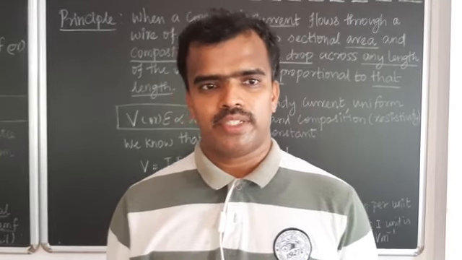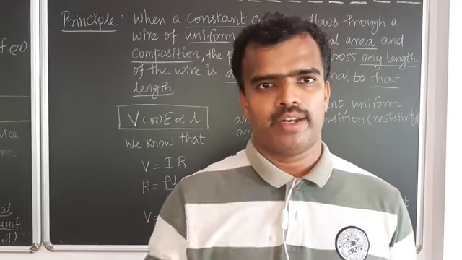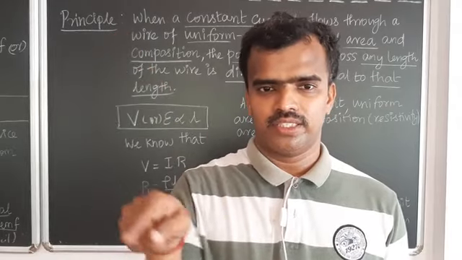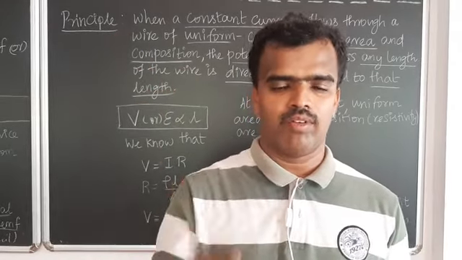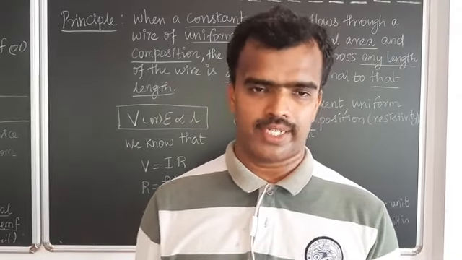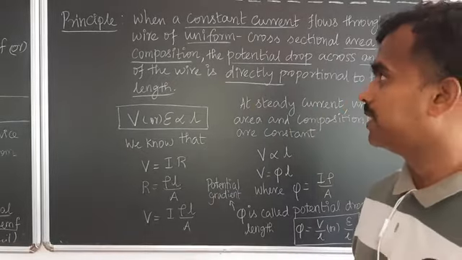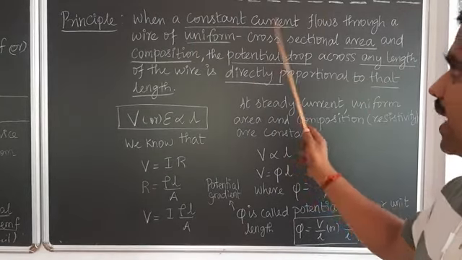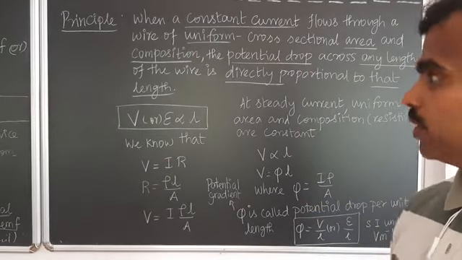Generally the potentiometer consists of 1 meter of wire, bending like that, zigzag. During the construction part I will show a little demonstration for your better understanding. So what is the basic principle here? When a constant current, the current is constant. Try to understand all the words.